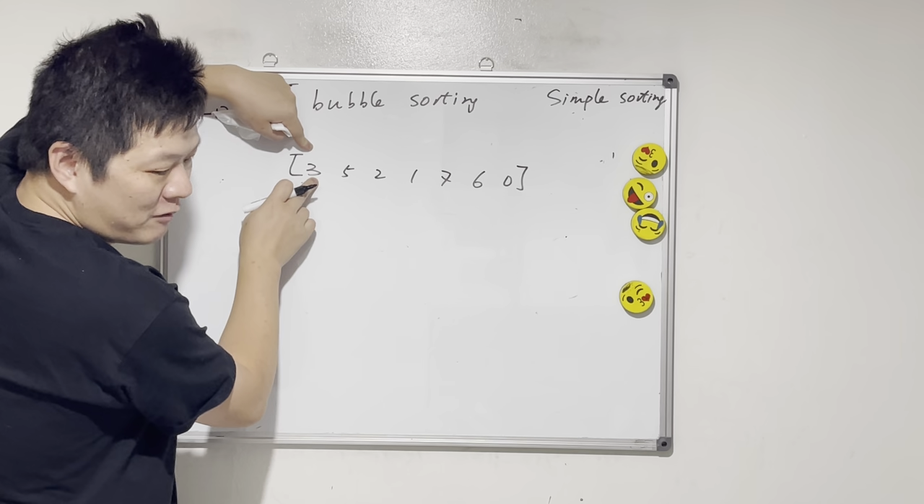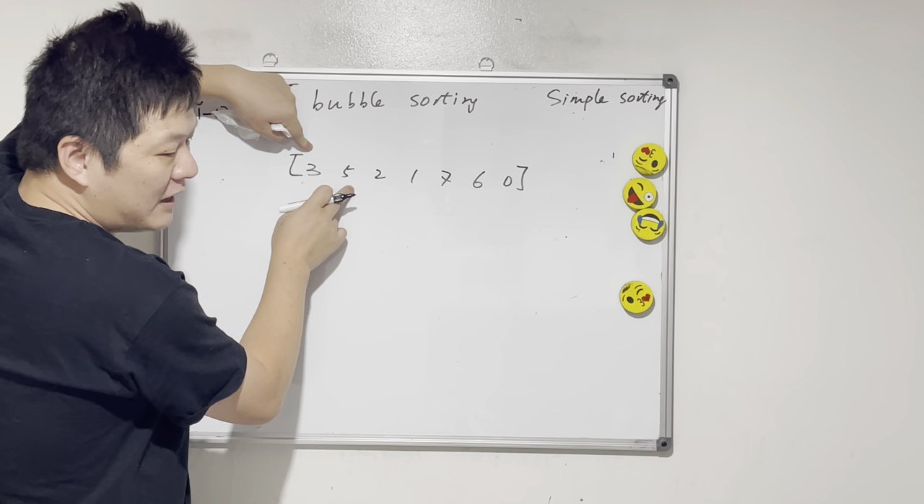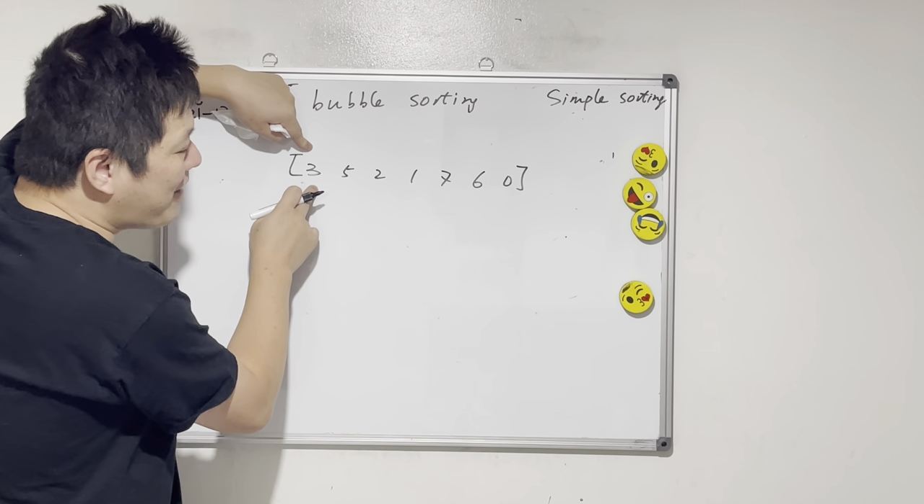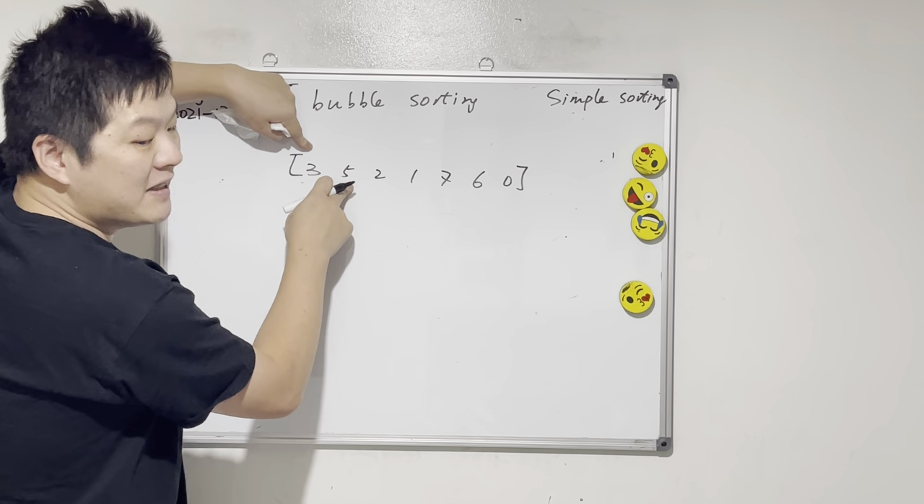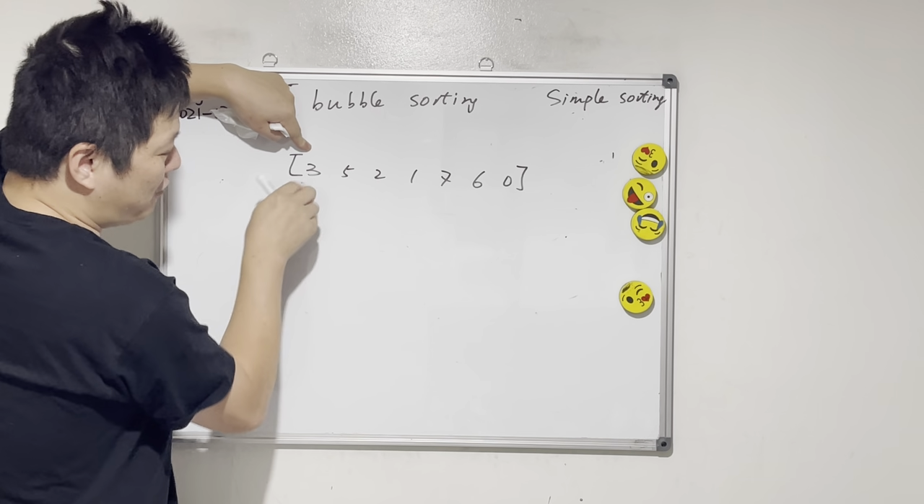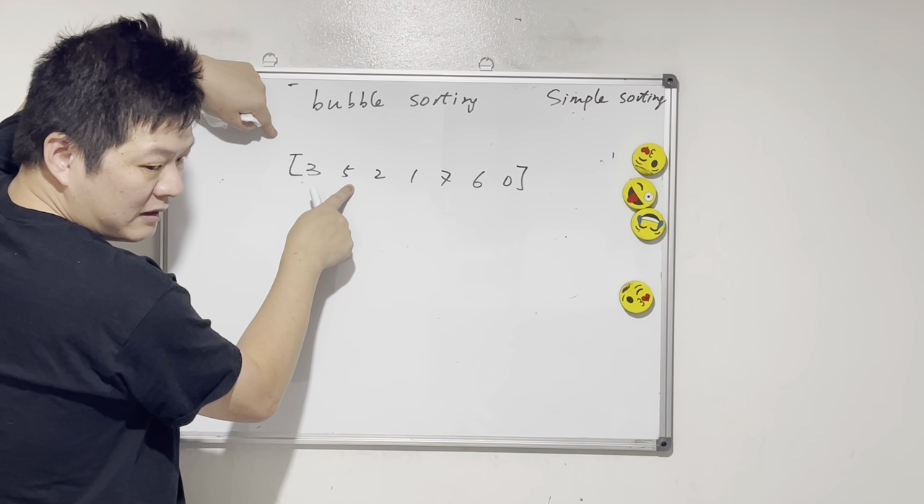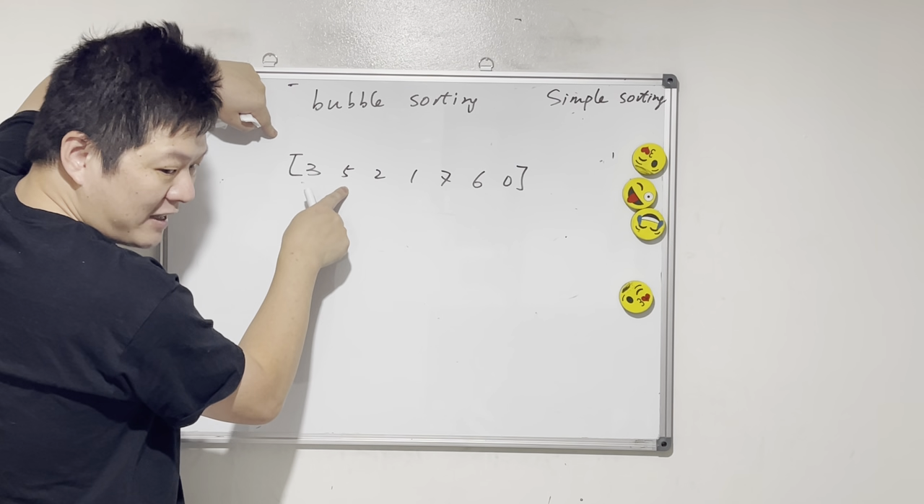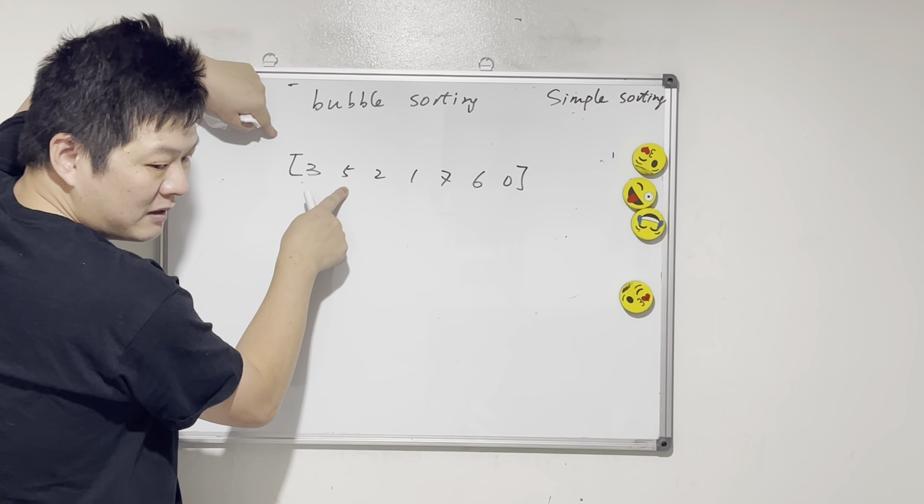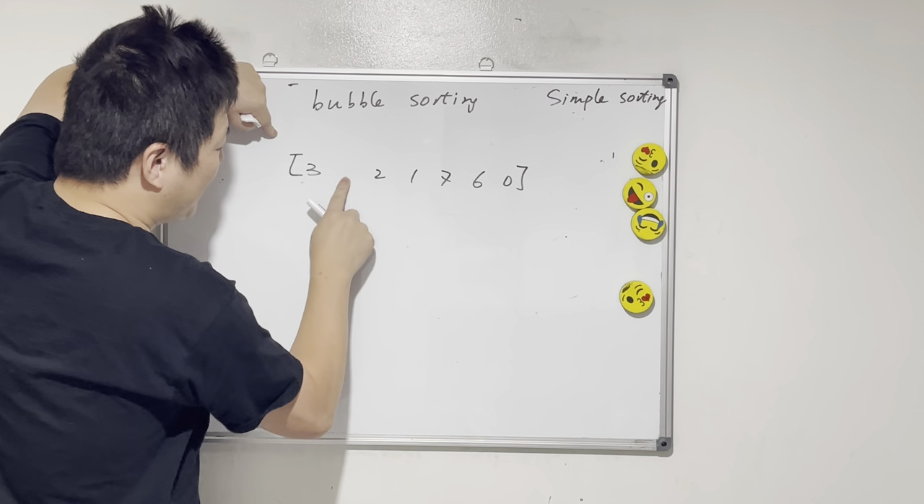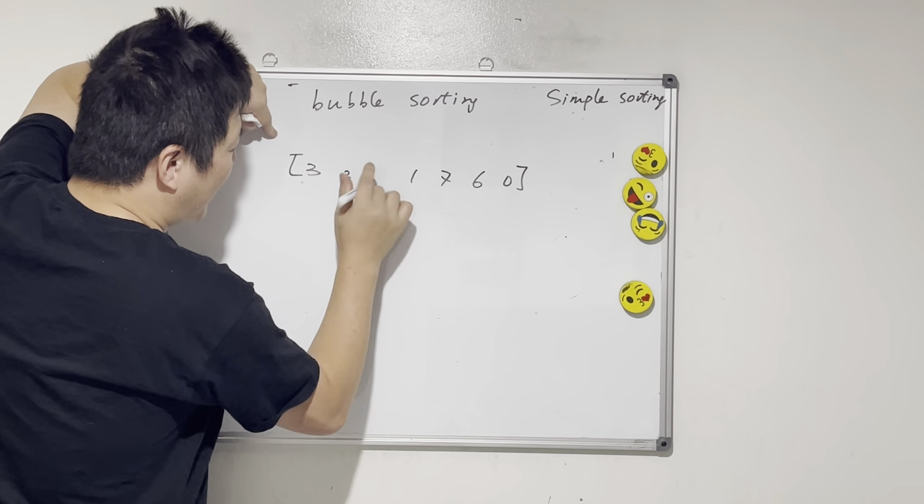We start with 3 and 5. If the current number is bigger than the next number, we swap it. 3 is not bigger than 5, so we don't swap. When this is bigger than the next one, we swap it. Do we swap it? Yes, so it becomes 2 and becomes 5.